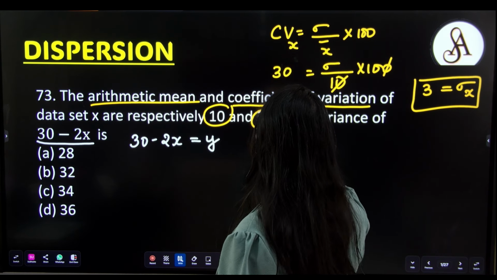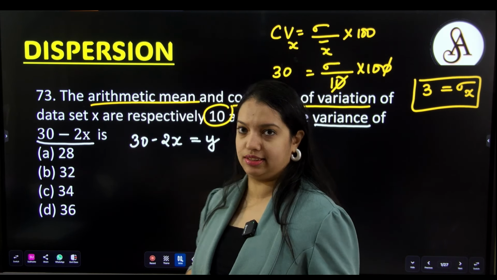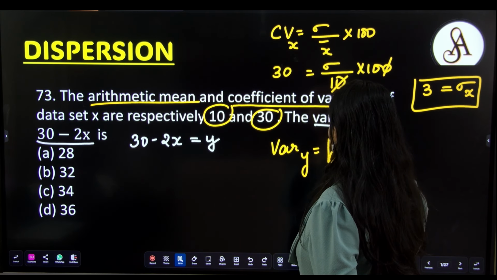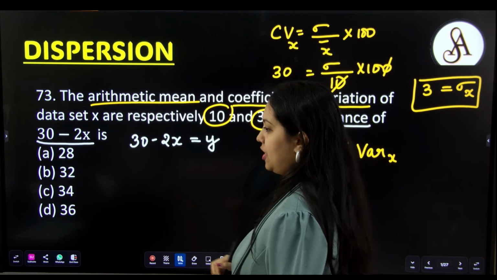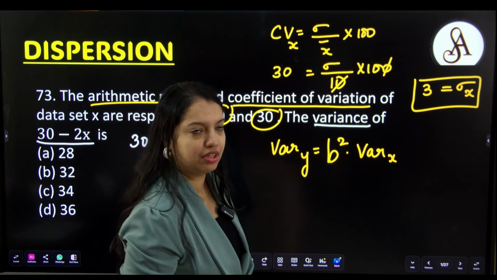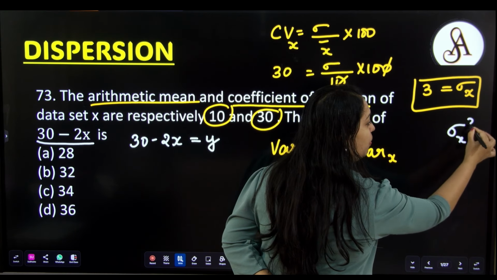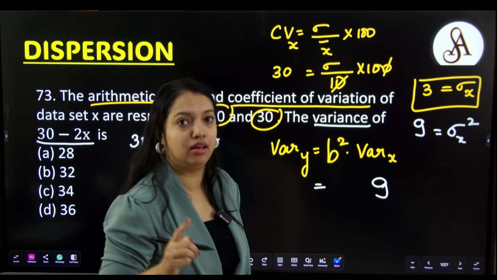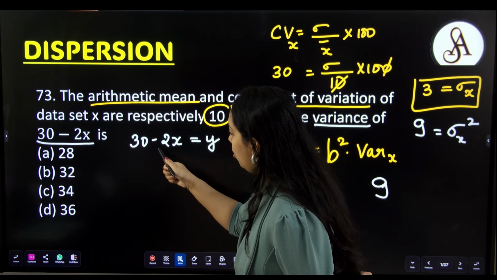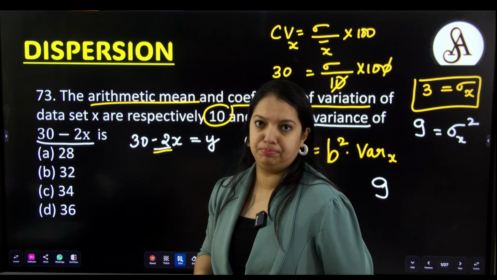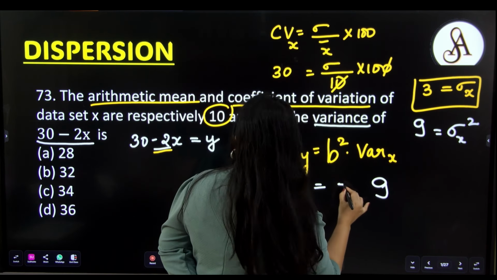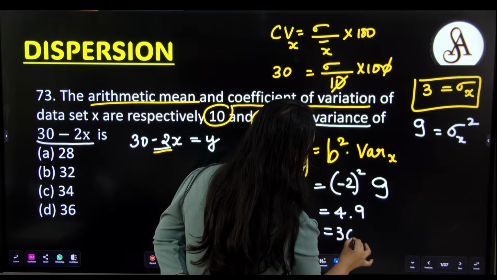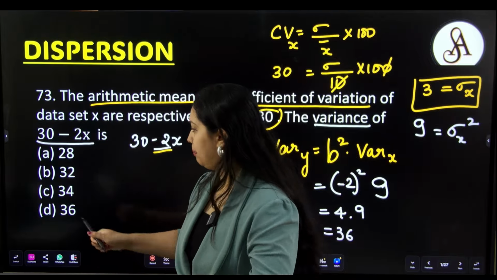Remember this. They are asking you variance. To find variance, there are two ways. Variance of y is equal to b square into variance of x. How do you calculate variance of x? Standard deviation is given. Standard deviation square is the variance. So 3 square is equal to 9. Variance of x is equal to 9. How do you get b? From this equation, what is there along with x is known as the b value. This is minus 2, correct? Whole square. 4 nines are 36. This is variance of y and this is method number 1.